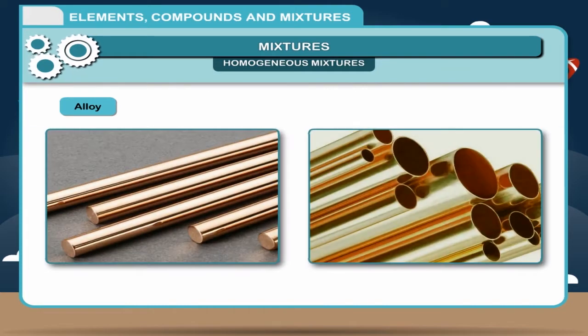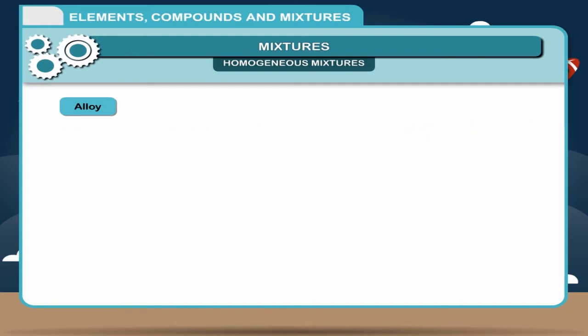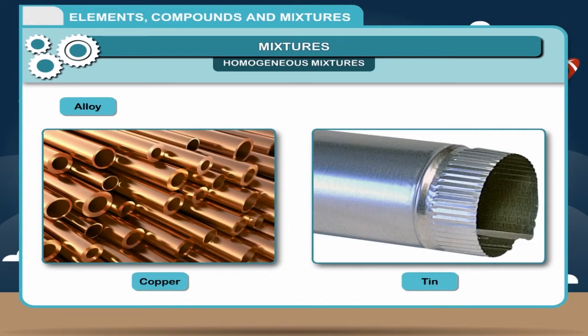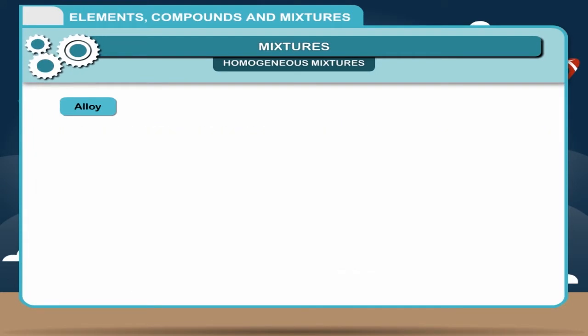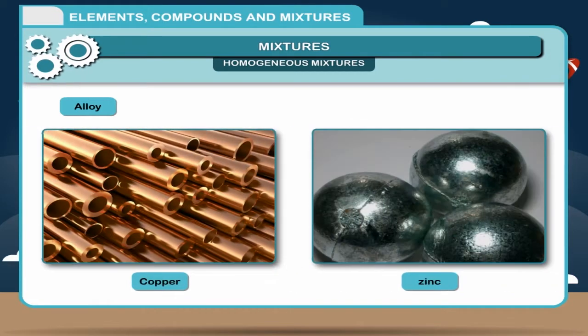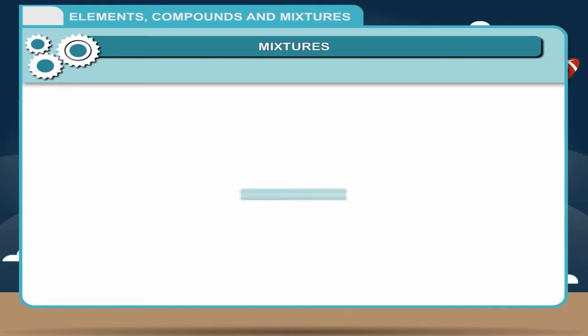Alloy. A homogeneous mixture of two or more metals or a metal and a non-metal is called an alloy. For example, bronze is an alloy of copper and tin. Brass is an alloy of copper and zinc.